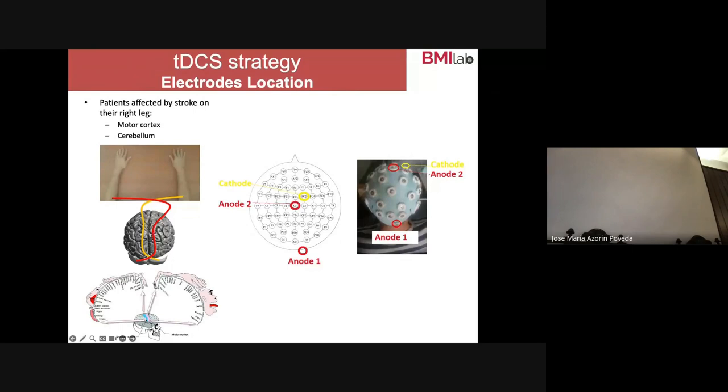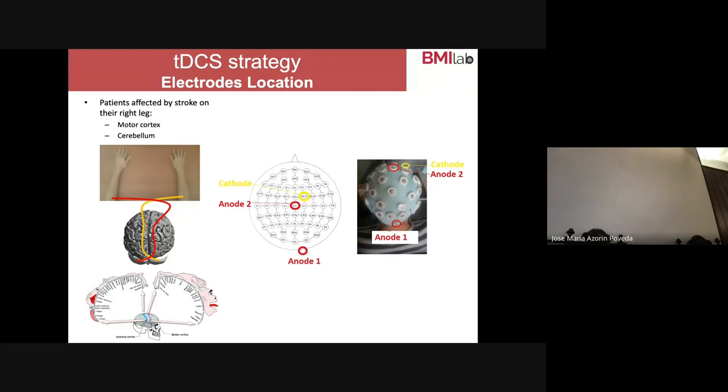Here you have the homunculus of Penfield. We can see here that the representation of the legs is just in the middle of both hemispheres. So we have to try to stimulate that area. But on the other hand, we know that the right part of the cerebellum is also in charge of some parameters related to the legs, like, for instance, stability, etc.